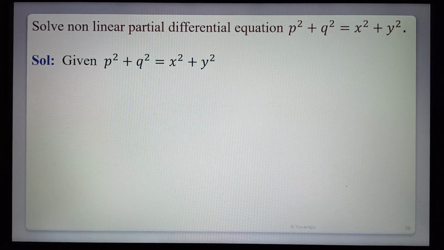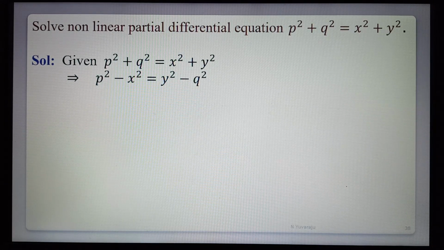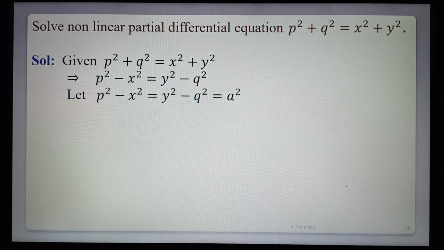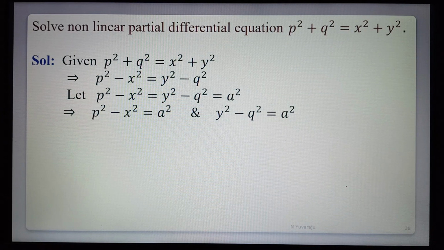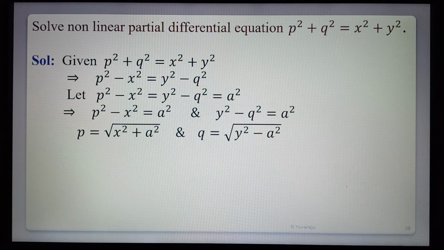So separating function of x and p and function of y and q, p square minus x square is equal to y square minus q square. So the variables are separable. Now assumption: it is equal to a, and both sides are in squares here, so we can choose the constant as a square for simplifying the integration easily. So p square minus x square is equal to a square and y square minus q square is equal to a square. So now solving for p and q, p is equal to the square root of x square plus a square and q is equal to the square root of y square minus a square.